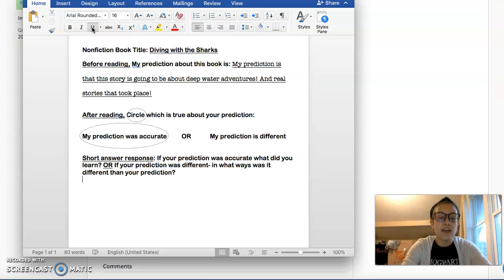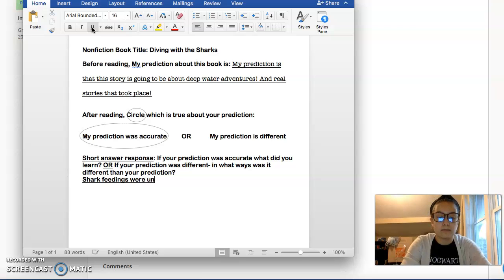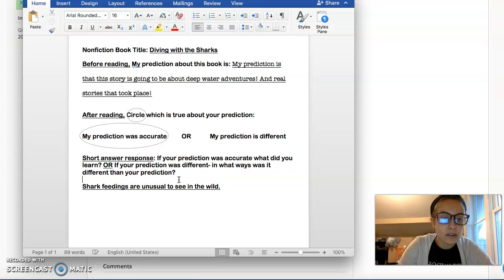So I didn't know that shark feedings were unusual. Or not unusual, because that's not right. Maybe I can say, no, unusual works. Shark feedings are unusual to see in the wild. It doesn't need to be anything crazy long.